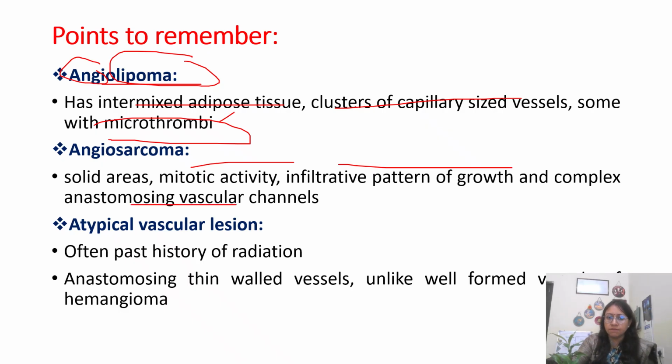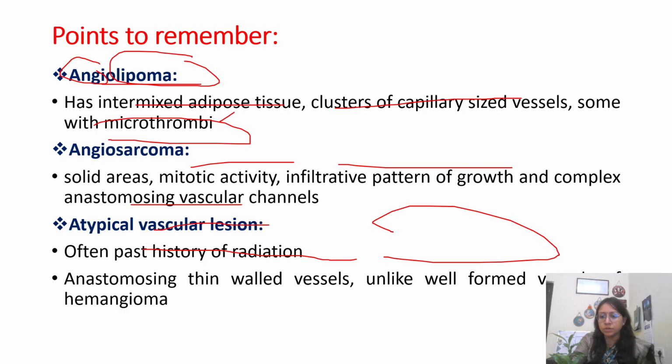Then coming to atypical vascular lesions. They often have a past history of radiation, with anastomosing thin walled vessels unlike the well formed vessels of hemangioma. Hemangioma has a very organized vascular architecture, which we get to see here.